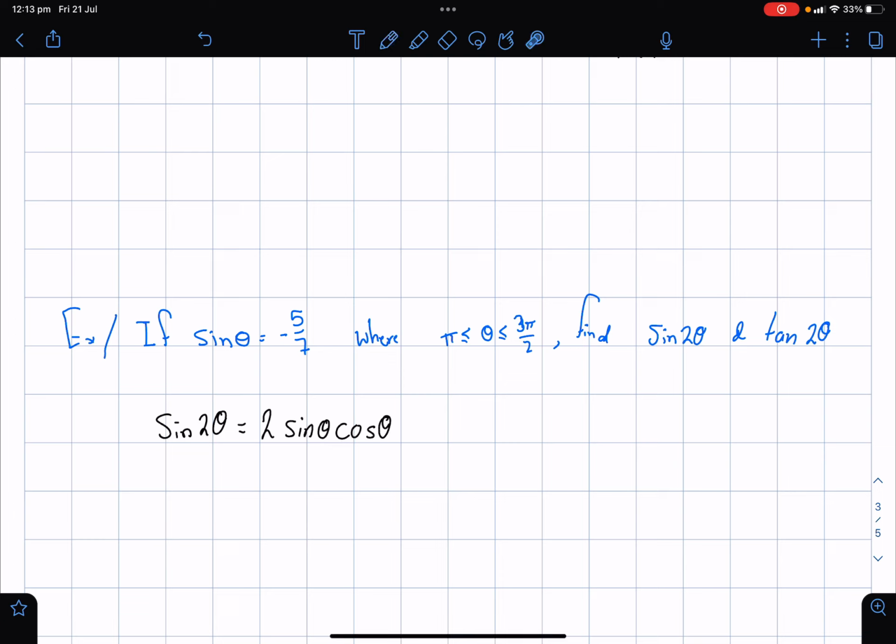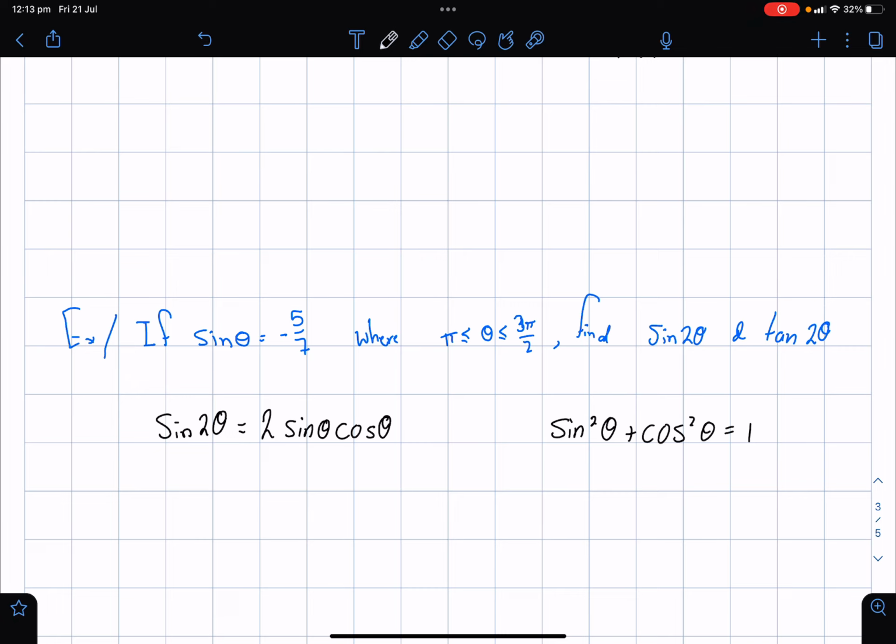Now, we don't actually have enough information as is to start solving this. We have the sine theta, but we don't have a cosine theta. But we know some other identities that we can use to find cos theta. So we've done this before. Sine squared theta plus cos squared theta equals 1. All right, so this is our Pythagorean identity, our main boss level A tier, S tier trig identity that we're going to use.